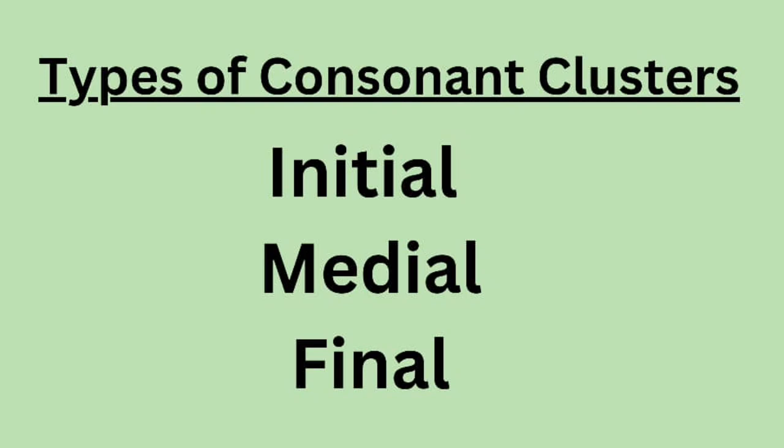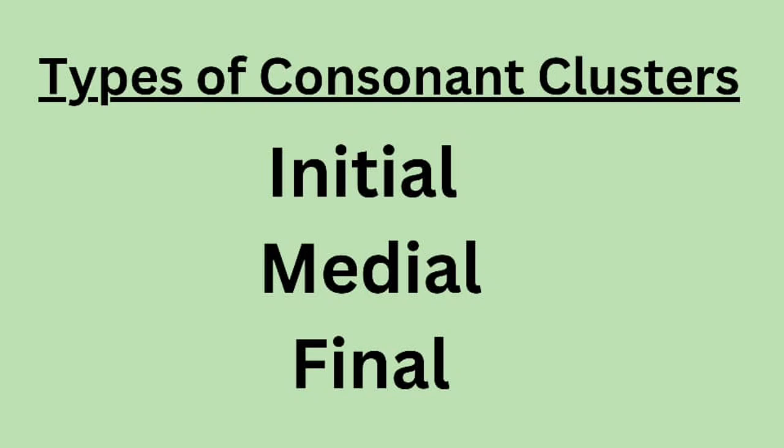Okay, so by means of summary, we have words that have consonant clusters at the initial position, at the middle position, and at the final position. So those are the 3 types of consonant clusters based on their position in words. For the purpose of this video, we will be looking at more examples of consonant clusters based on their position and based on their number.